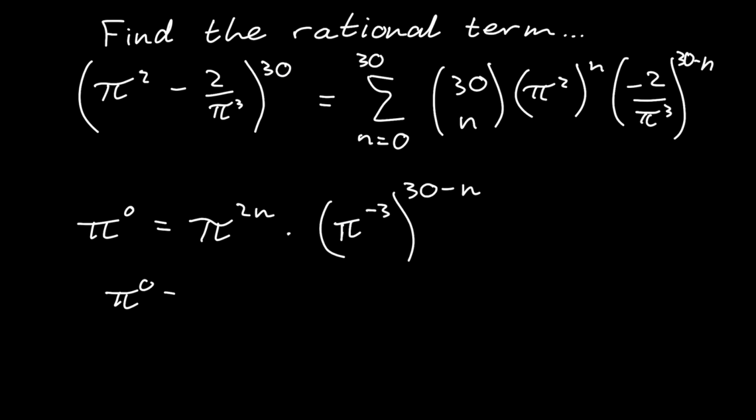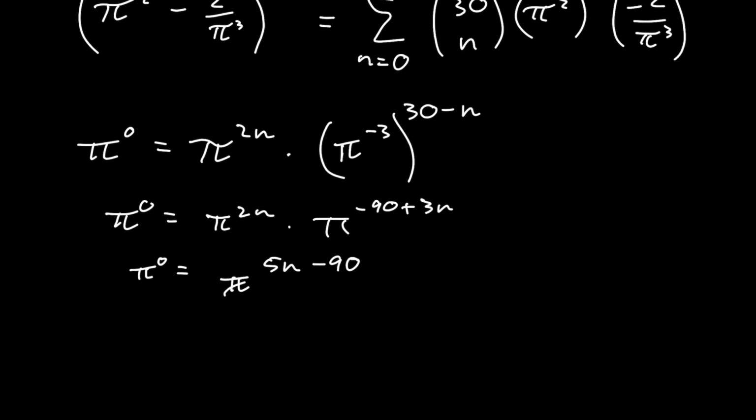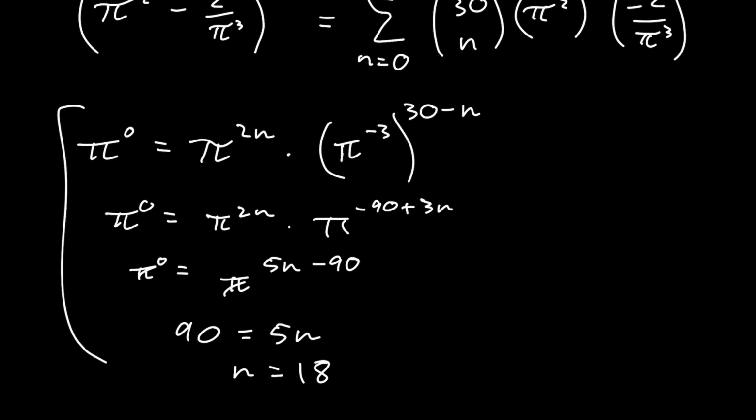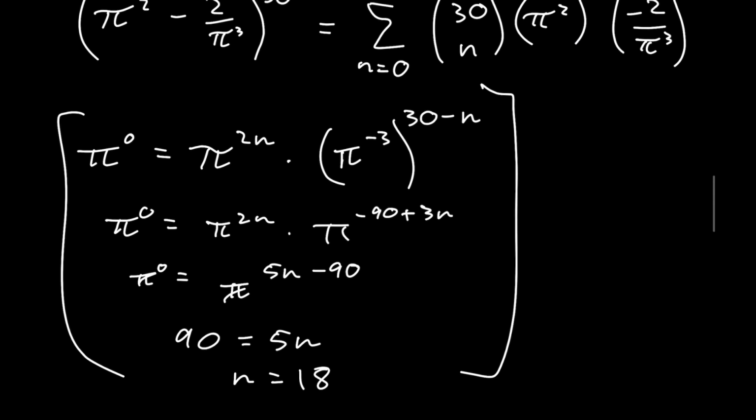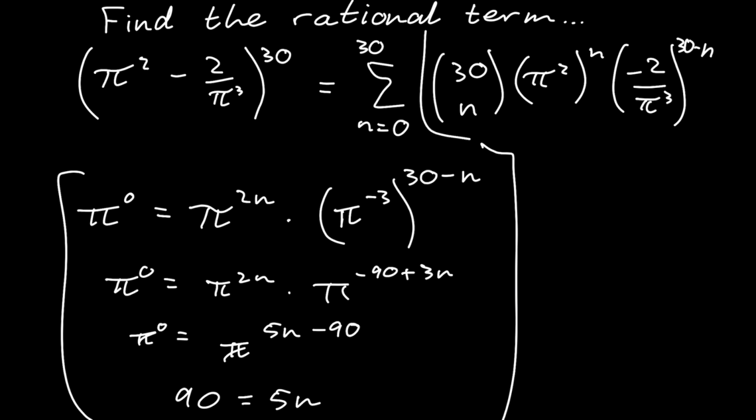So we go ahead, we say pi to the power of 2n, we distribute this, and we have pi to the minus 90 plus 3n. And we can add now the exponents. So we have 5n minus 90, and then get rid of the bases, and we have 90 is equal to 5n. So therefore n must equal 18. So that's very cool there. So now we're looking for the term, this term, where n is equal to 18.